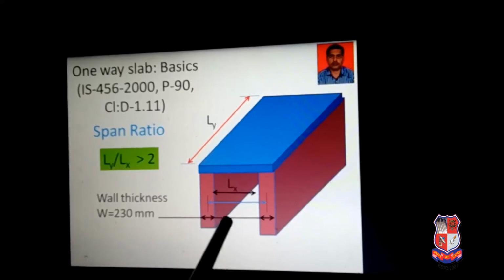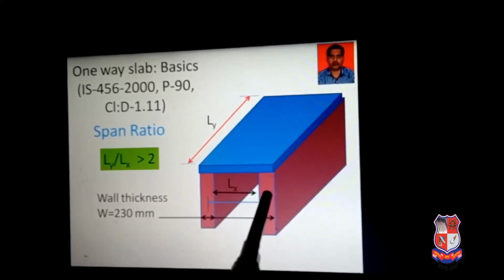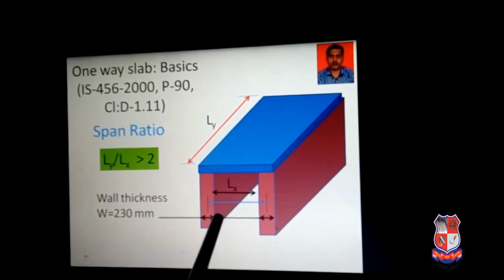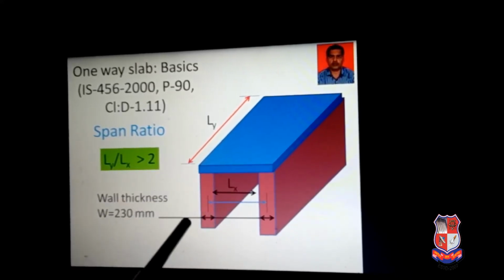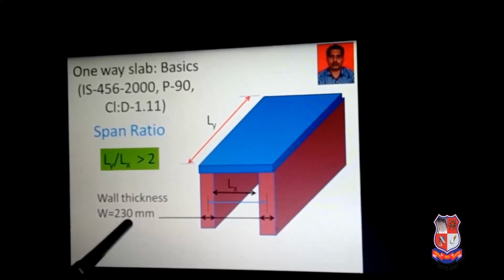But if you see this sketch, there are only 2 wall supports shown here, that is on the left side and the right side of the shorter span Lx. So in a one-way slab only 2 supports are required along the longer span. The thickness of the wall generally is one brick thick wall, which is taken as around 230 millimeter. That is actually the 9-inch thick brick wall size.